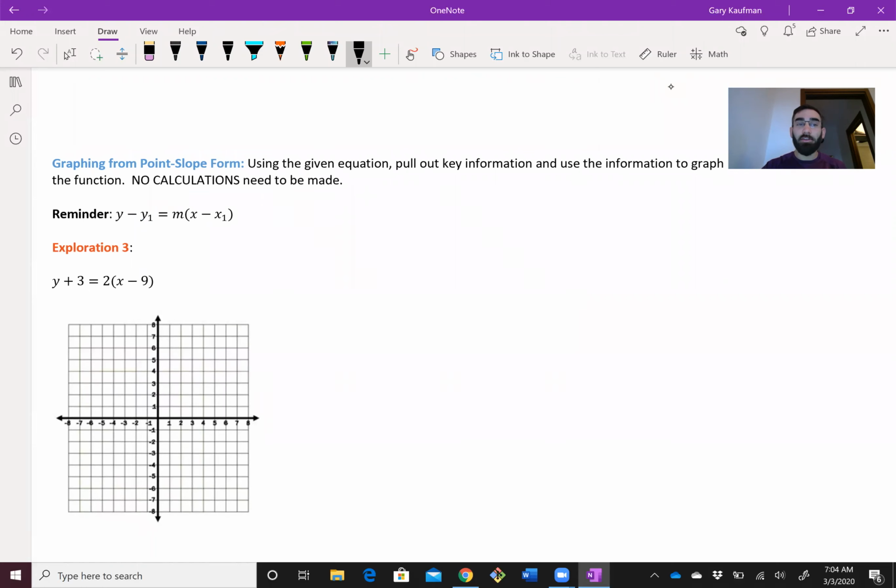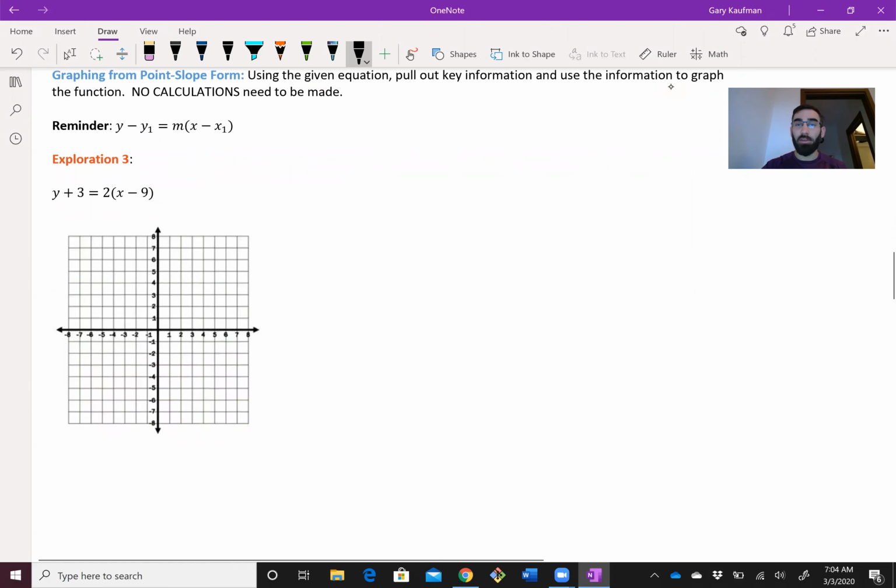Okay, here is exploration 3. I want you to pull out the information, just like we did with slope-intercept yesterday. And in your notebook, I want you to graph that function. So take a moment and do that.